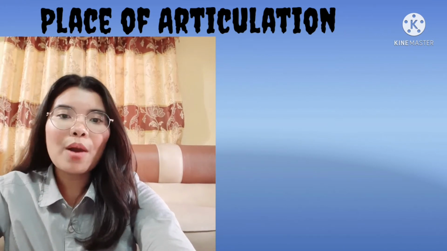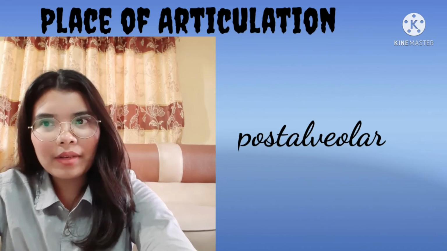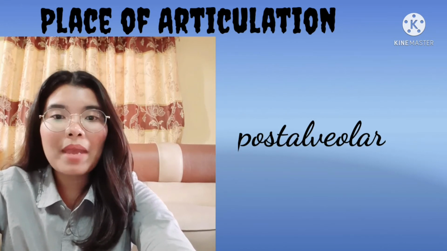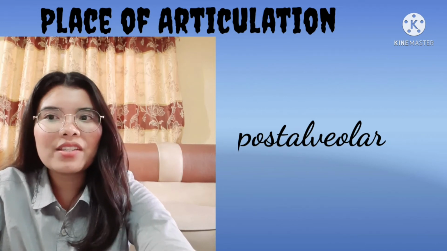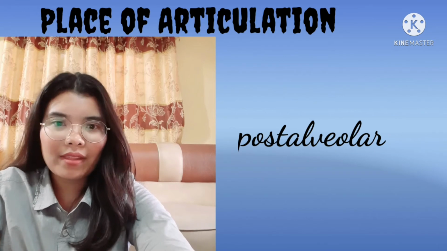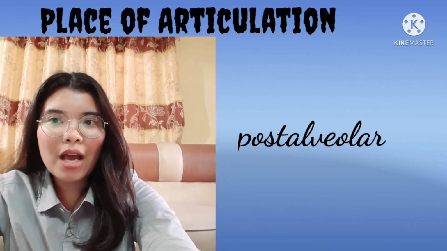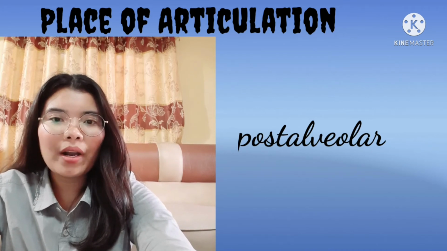And next is post-alveolar. In a post-alveolar consonant, the constriction is made immediately behind the alveolar ridge. The constriction can be made with either the tip or the blade of the tongue. The example of this sound is sh, as in the word ship.